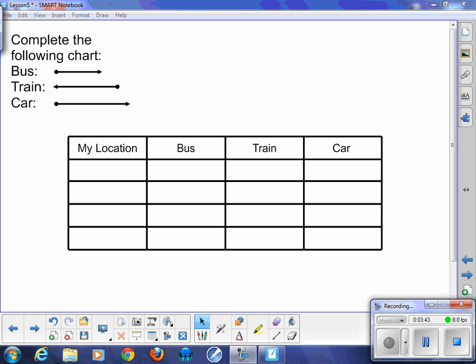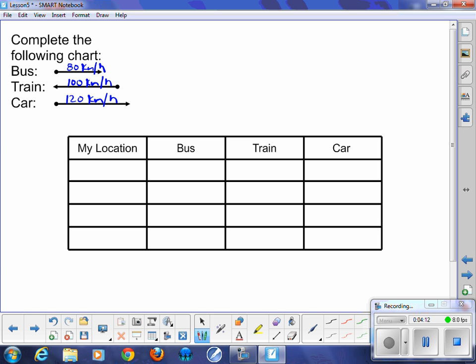So I have a little chart here for us to fill out, just to give you a feel for how we perceive things. Let's have our bus. Let's keep the numbers simple here. Let's say the bus is doing 80 kilometers an hour. It's a vector, so it tells me it's going to the right. Let's have the train doing 100 kilometers an hour to the left. And we're going to move the car to 120 kilometers an hour, also to the right.